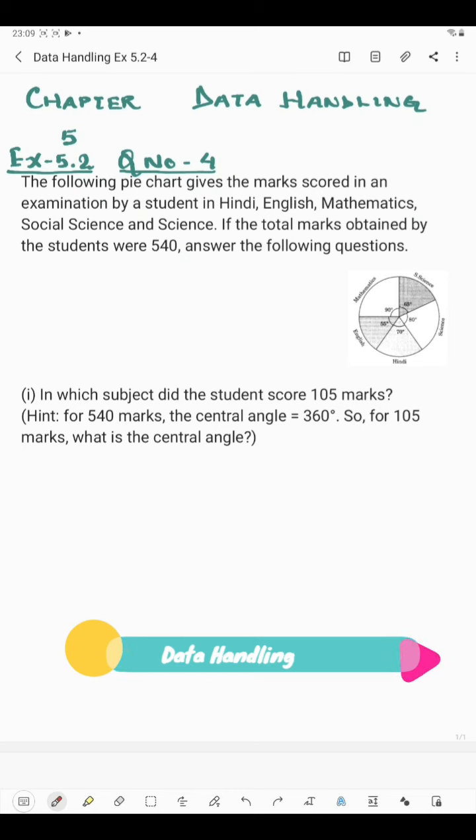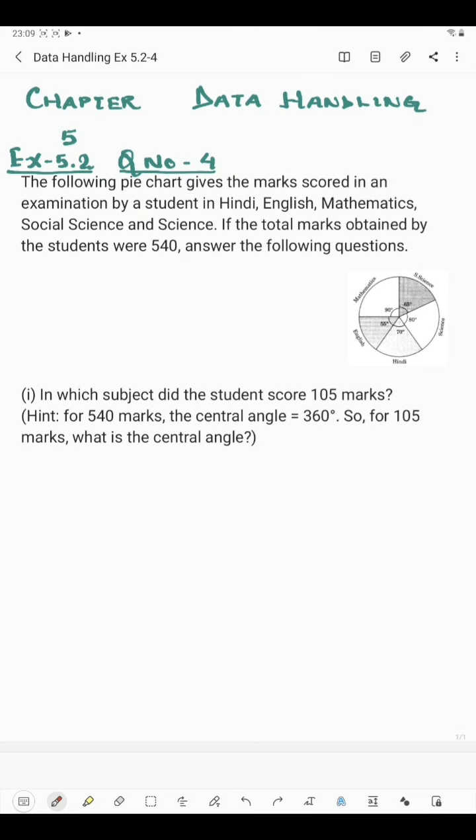Students, now I am going to start question number 4 of exercise 5.2. Question number 4 says: the following pie chart gives the marks scored in an examination by a student in Hindi, English, mathematics, social science and science. So here a pie chart is given, and this pie chart gives the marks scored in an examination by a student in all 5 subjects.